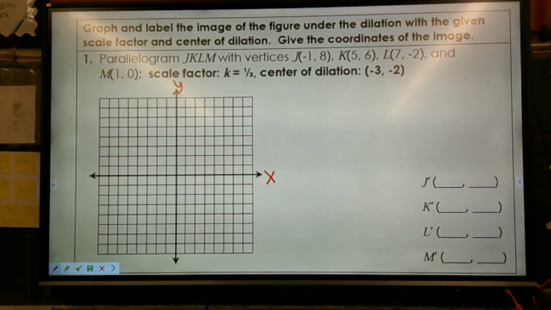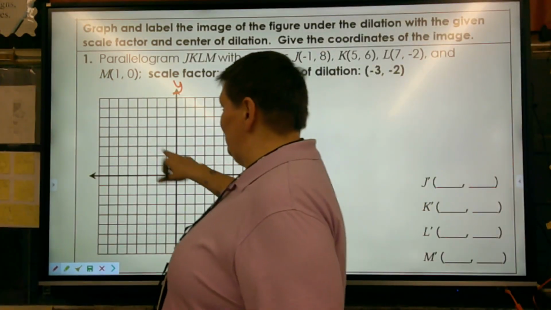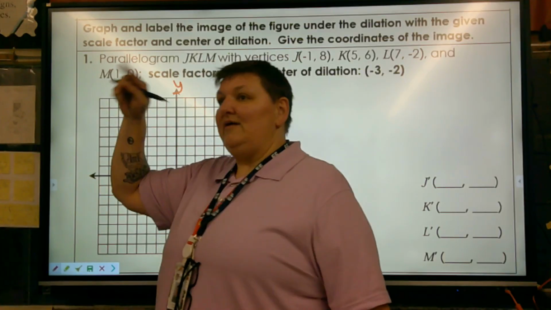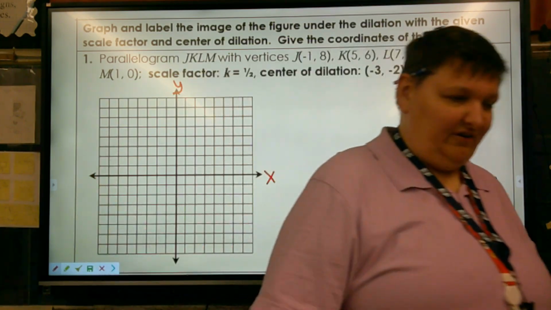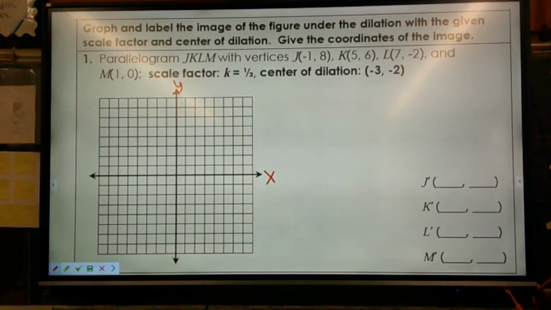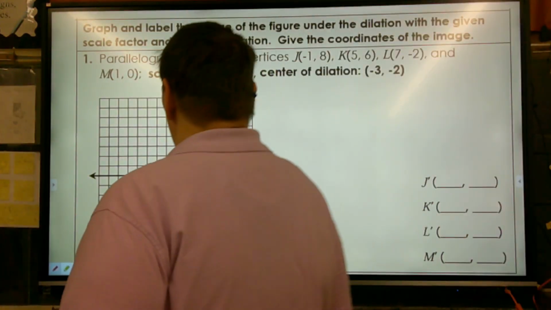Always label your x and y axis first. 1, it reminds you which is which. And 2, if your origin is over here, then when you label the x and y axis, you'll recognize that your origin is not in the center. Right? It helps you figure that out. Step 2, graph and label your pre-image.